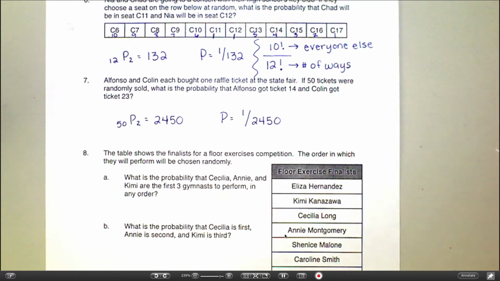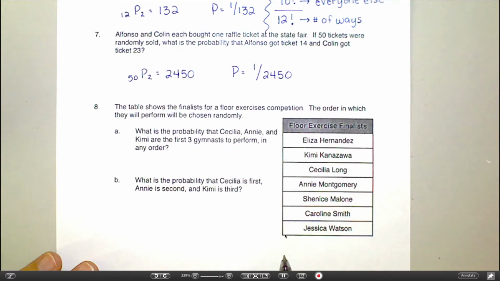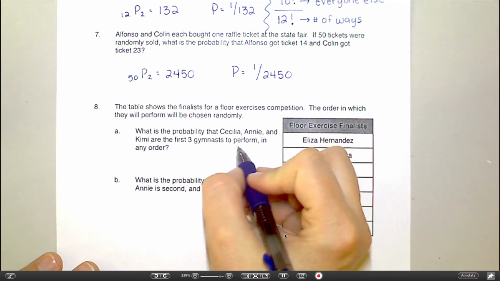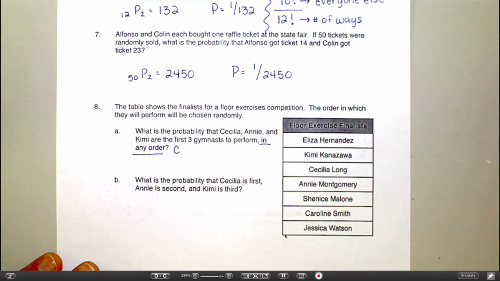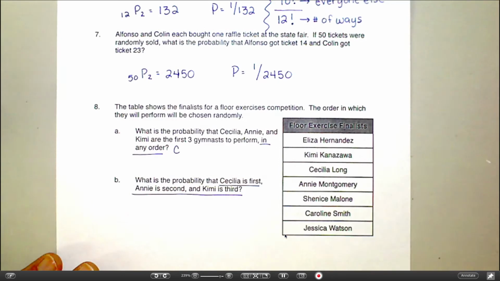What's the difference between Part A and Part B on number 8? A is going to be a combination, because it doesn't matter which way they go. In A, the gymnasts are performing in any order. That tells me this is a combination. In B, we want Cecilia first, Annie second, and Kimmy third.